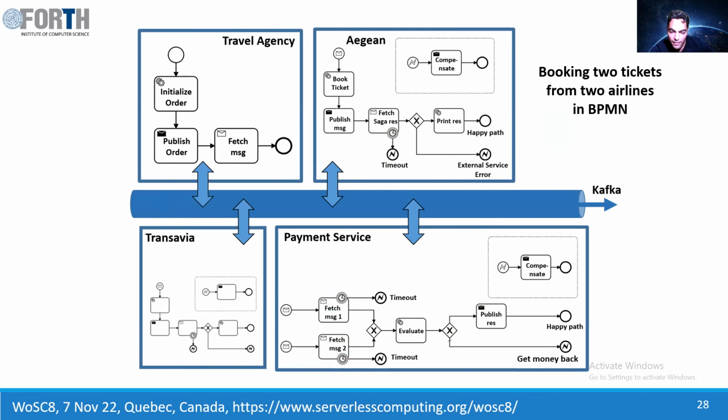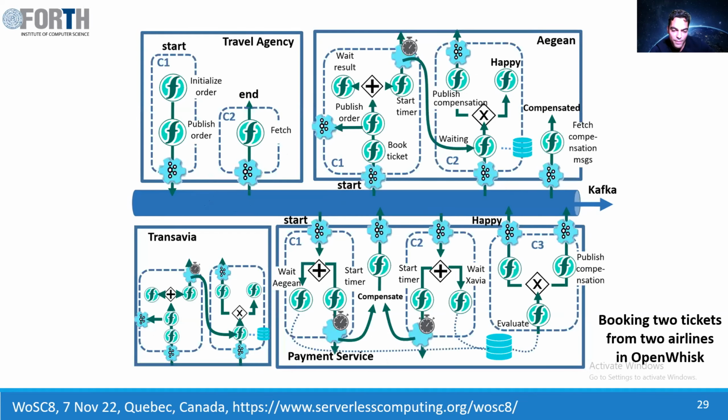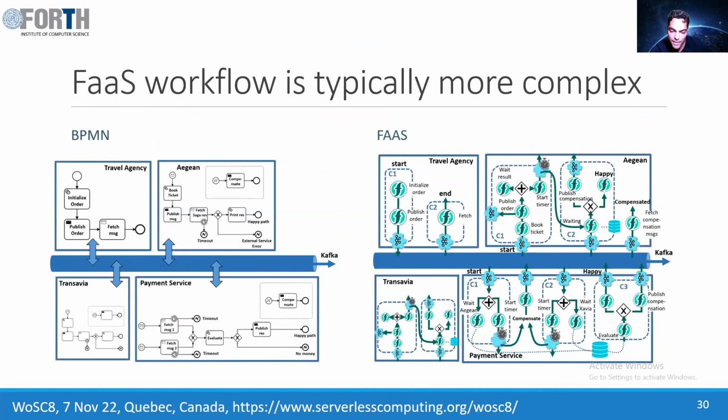So notice that we have BPMN elements that we know how to map to FaaS representation. So using the guidelines we described before, we take the following FaaS model. The processes have been converted to many compositions. Delay and boundary timers are described with alarm triggers, and Kafka triggers connect the functions to Kafka. Look at the two models side by side. I think that FaaS is typically more complex, especially for BPMN programmers.